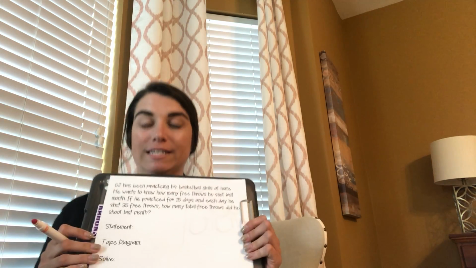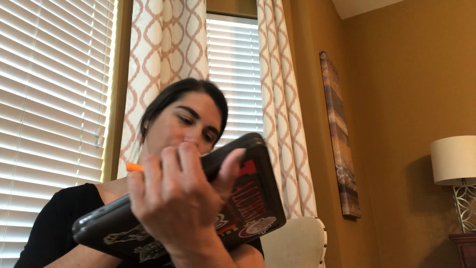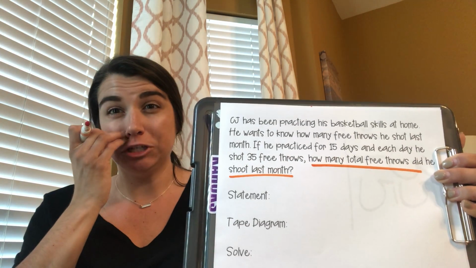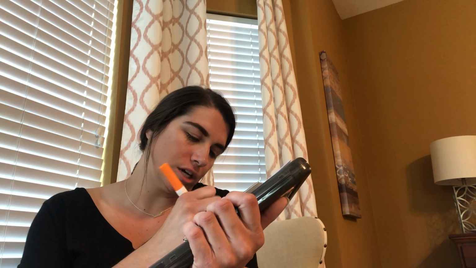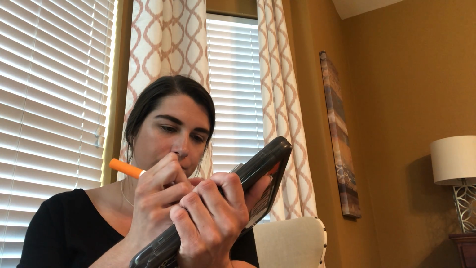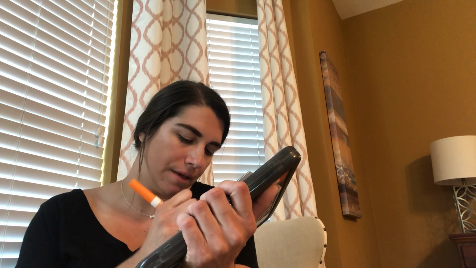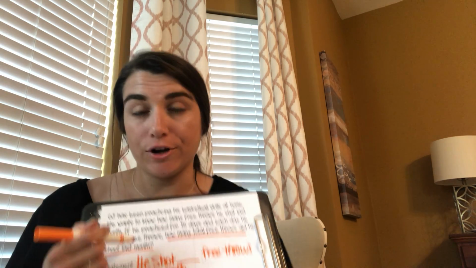All right, so now we're going to solve it together. After you've already tried it on your own, now we're going to solve together. So I'm going to underline where the question is. The question is, how many total free throws did he shoot last month? So I'm going to change that into a statement. I'm going to restate the question as a statement. So I'm going to say he shot blank free throws last month.